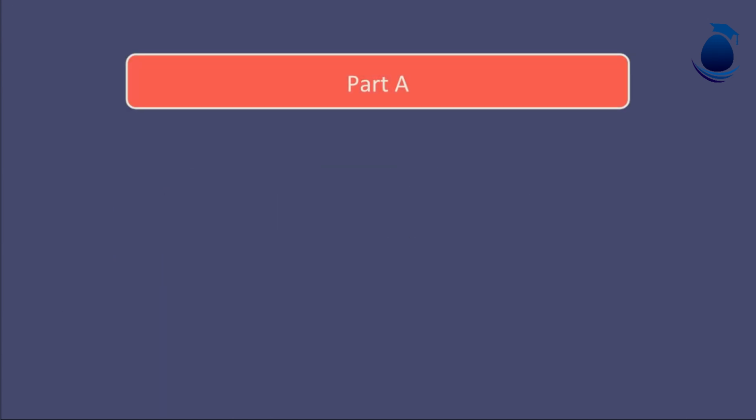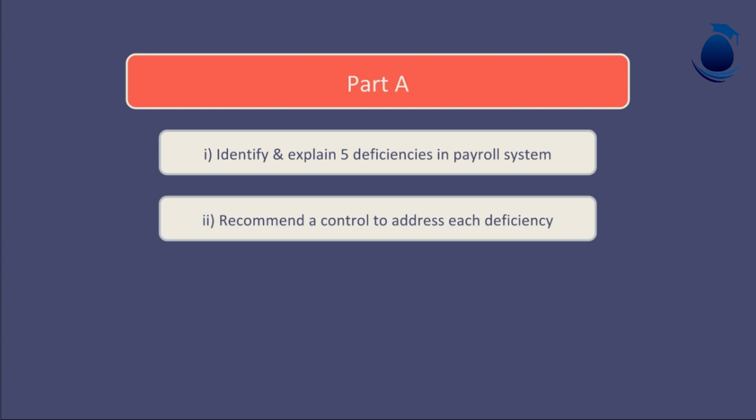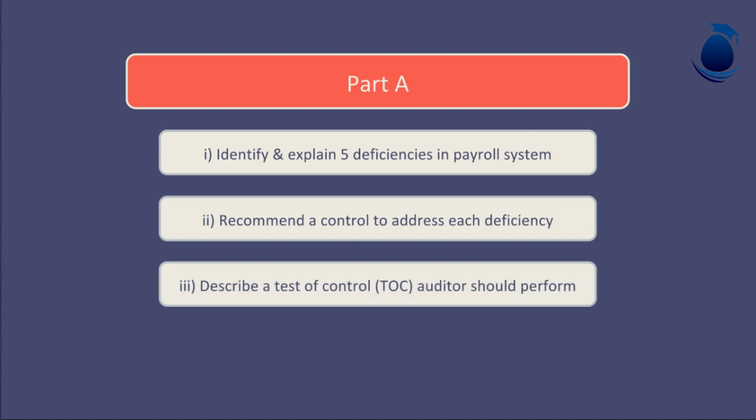Part A is split into 3 sub-requirements. It refers to the payroll system in the scenario and asks for the following information. Part 1. Identify and explain 5 deficiencies in the payroll system. Part 2. Recommend a control to address each deficiency. And Part 3. Describe a test of control the auditor should perform to assess if each of these controls is operating. To answer this question, careful study of the scenario is required.